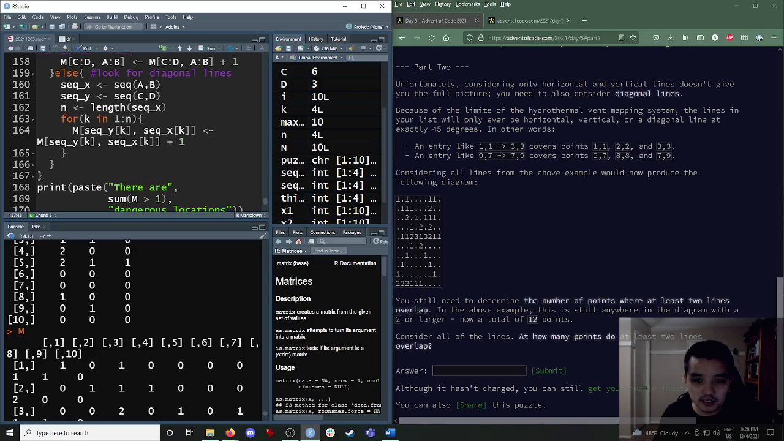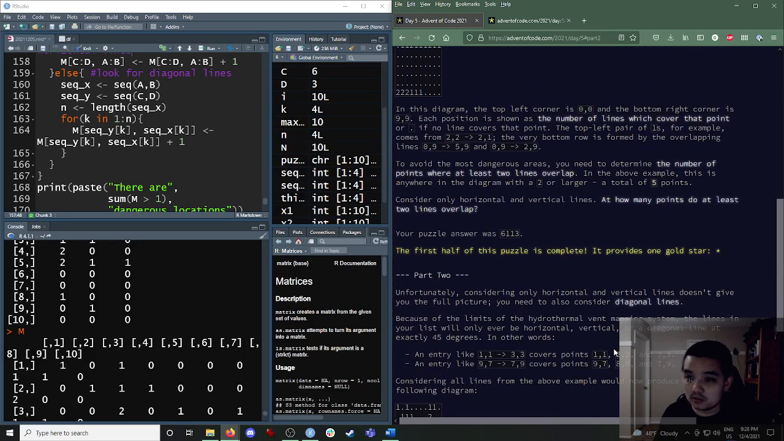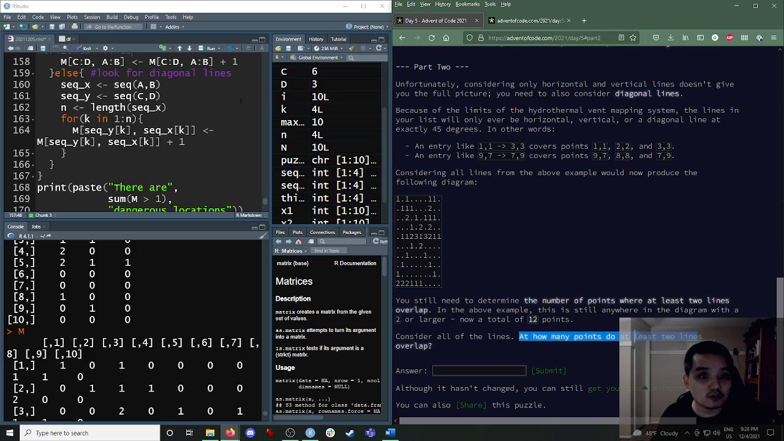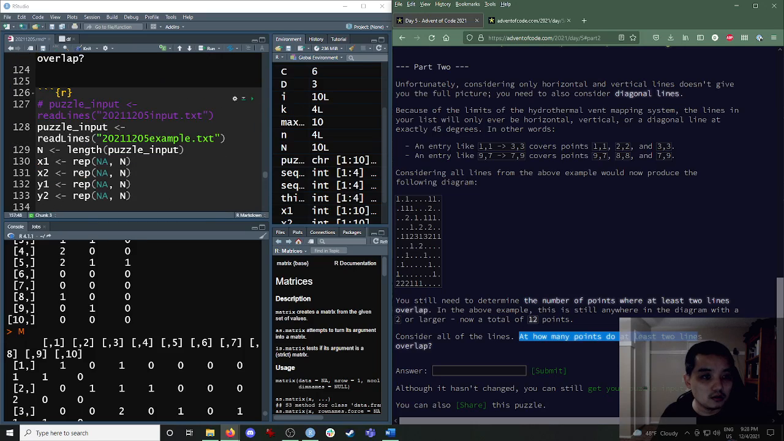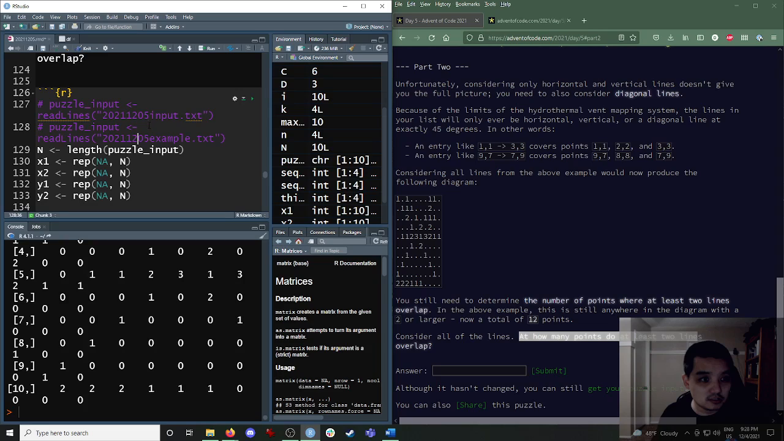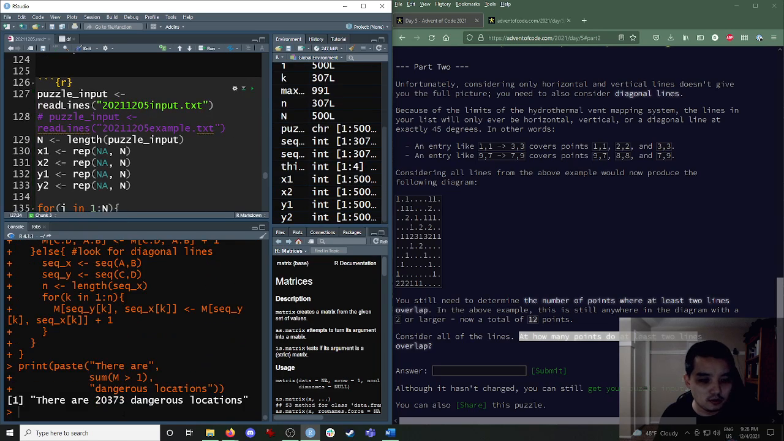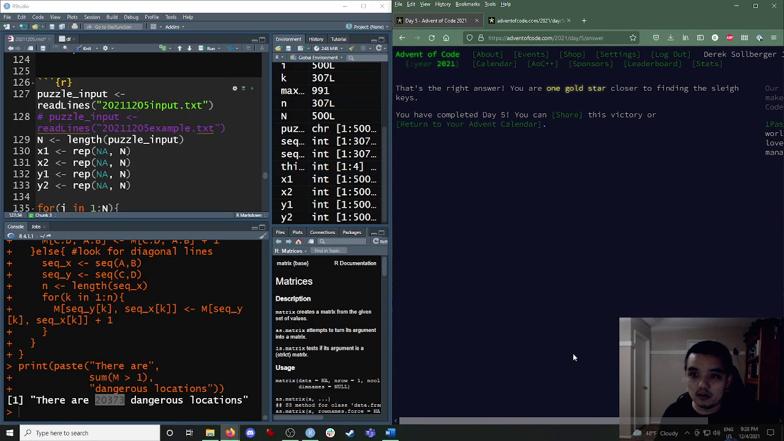So with that said, now the question is, at how many points do at least two lines overlap? The prompt is still the same. I carefully considered the diagonal lines. I'm going to run this with the original input. And we did this in less than half an hour. Look at that, folks.